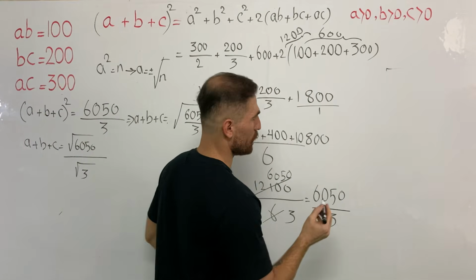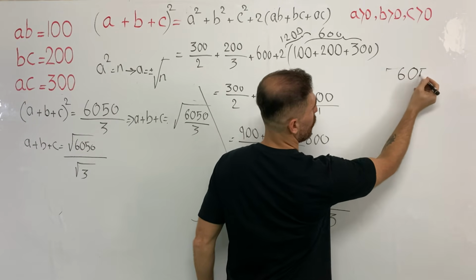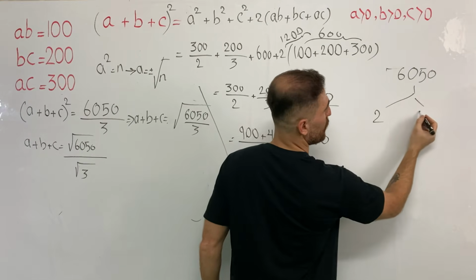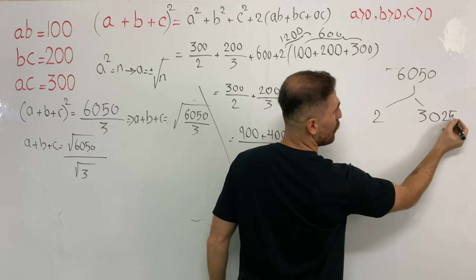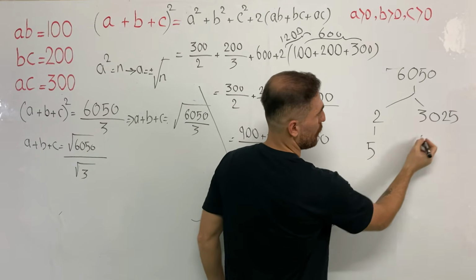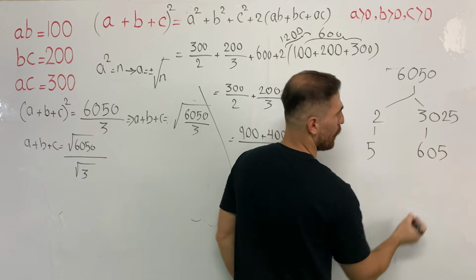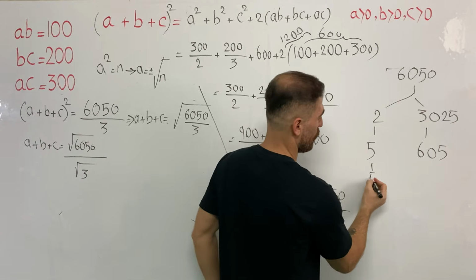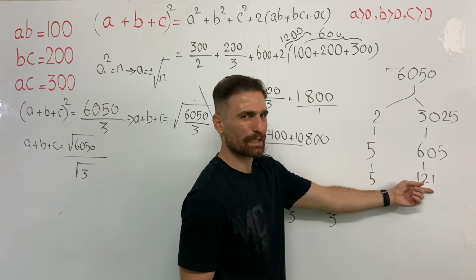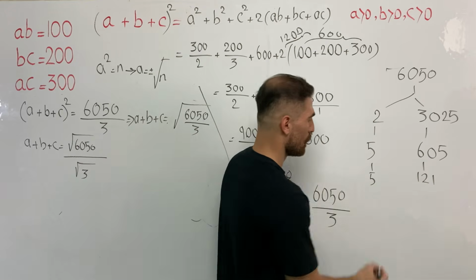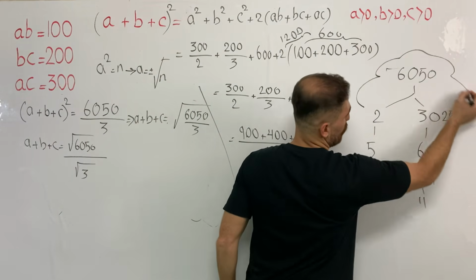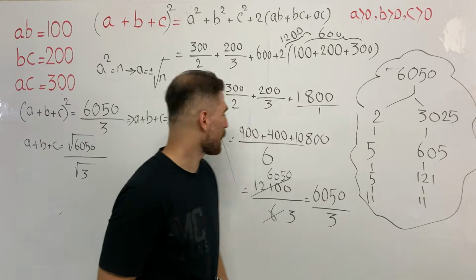Now, I'm going to write here 6050. This number divided by 2 is going to be 3025, right? This number divided by 5 is going to be 605. Again, this number divided by 5 is going to be 121. What is this? A perfect square. 11 to the power of 2. So divide by 11 is going to be 11.